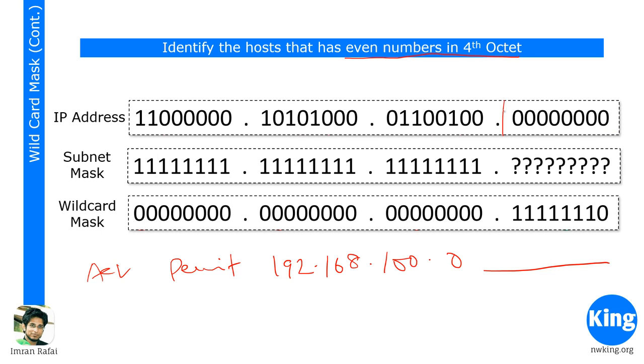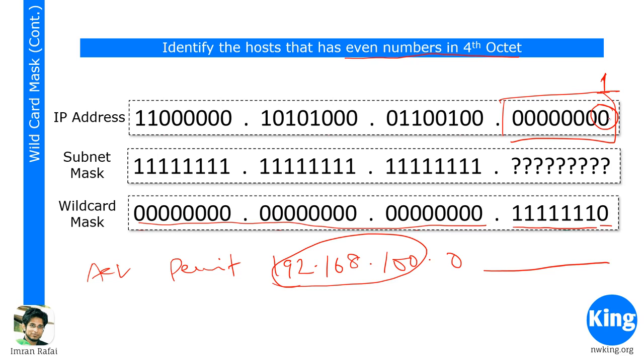Let's say we are only talking about the 4th octet now. If the 4th octet number has to be even, the last bit has to be a 0. If it's a 1, it will always be an odd number. Since this is /24, we are trying to match only the 4th octet having an even number. So we say I just have to match the first 3 octets, 192.168.100, and the 7 bits of the 4th octet I don't care about, but the last bit I do care about.